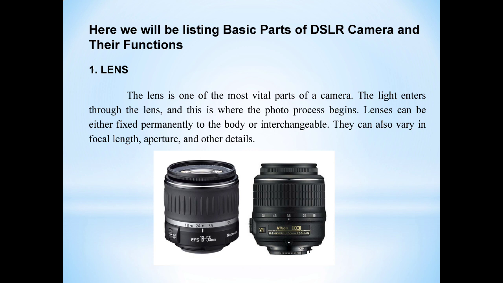Okay, so the basic parts of the camera. First comes the lens. The lens is one of the most vital parts of a camera. The light enters through the lens and it is where the photo process begins. Lenses can be either fixed permanently to the body or interchangeable. They can also vary in focal length, aperture and other details.